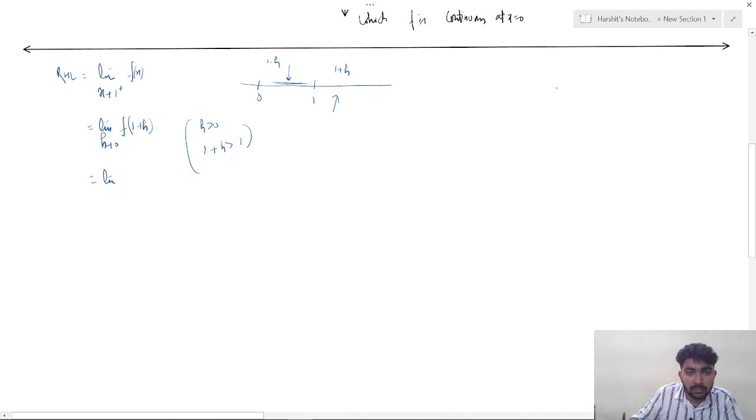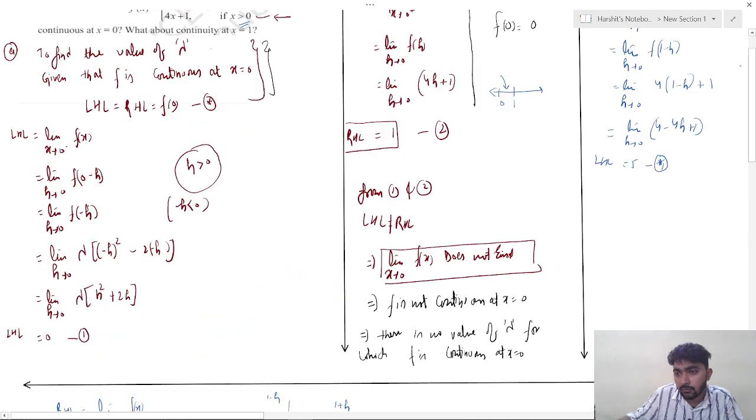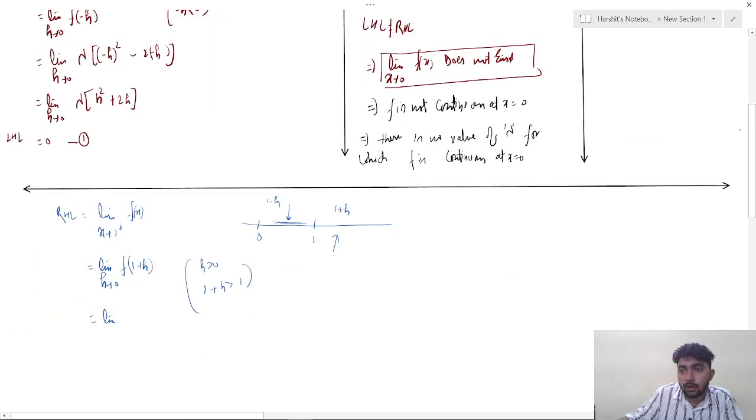1 plus h is on the right side of 1, and so it is on the right side of 0, greater than 0, and hence we have, how did they define the function? The function is defined as 4x plus 1. So it is 4 times (1 plus h) plus 1. So it will be limit h tends to 0 of 4 plus 4h plus 1. If we apply the limit, we get 5 here. So this is your RHL, it is our star 2.